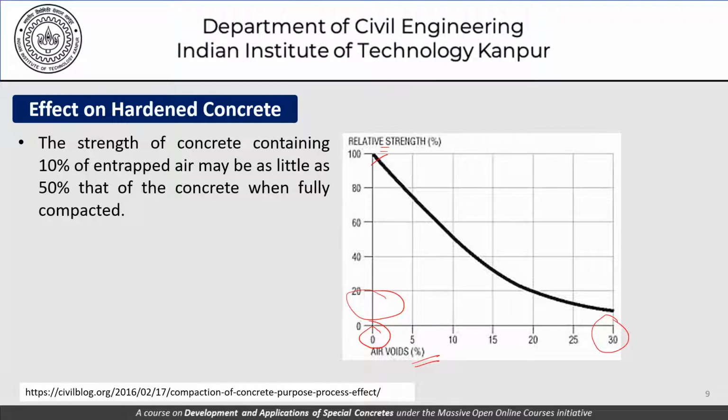So the strength of concrete containing 10% of entrapped air may be as little as 50% that of concrete when fully compacted. Obviously, consolidation improves the durability of concrete.